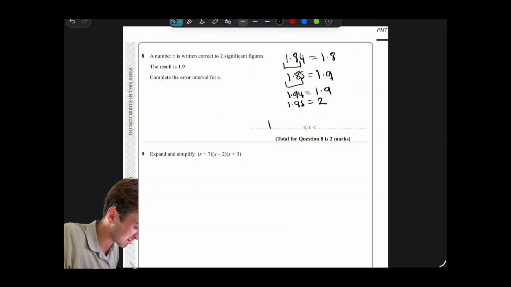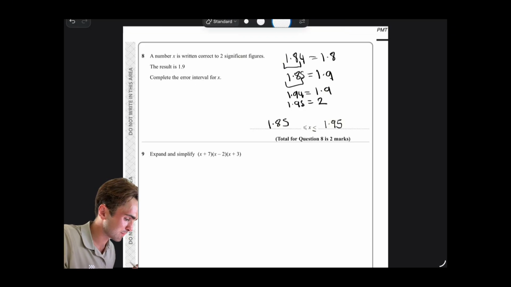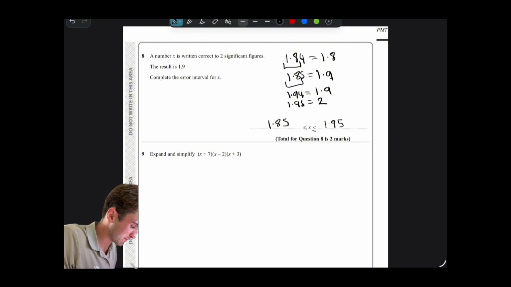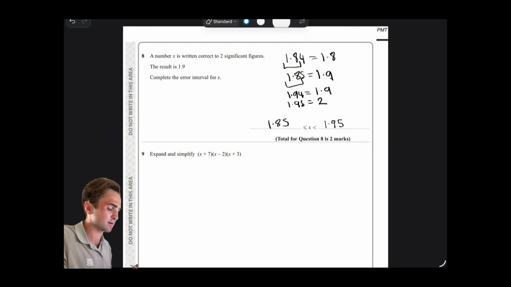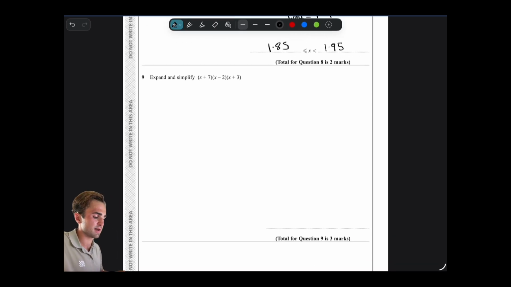So our lower bound is 1.85, and it's less than 1.95. So if it was less than or equal to, it would be 1.94, right? But yeah, 1.95. Sorry, I wrote out the wrong thing. That's our answer, simple. Expand and simplify x plus 7, x minus 2, x plus 3.